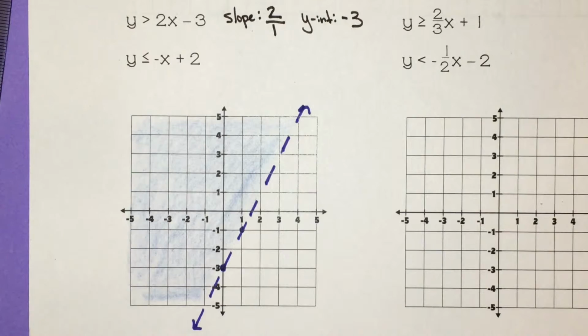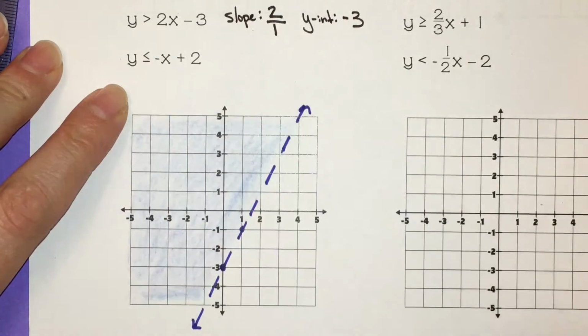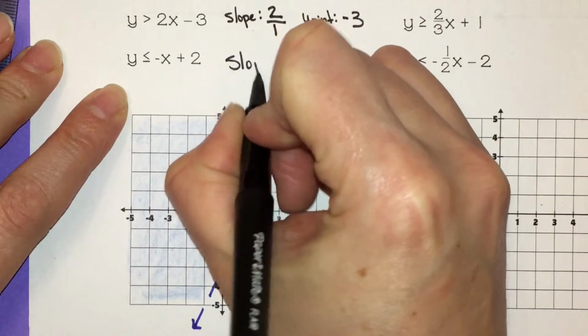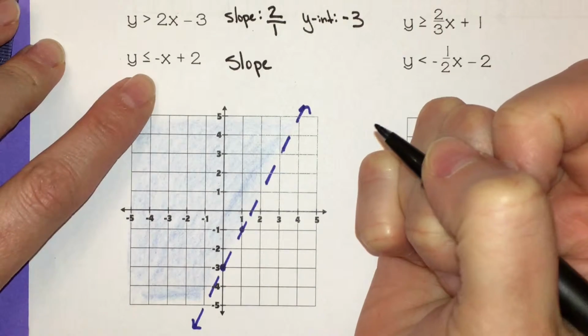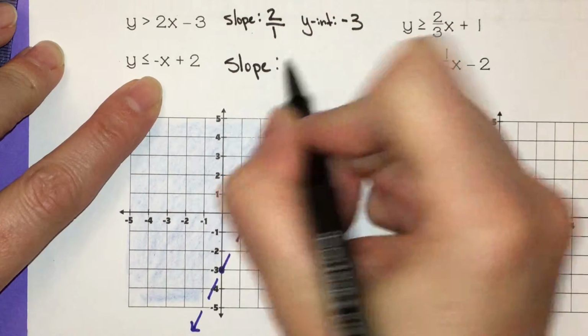And then I'm going to do green for my other one. All right, first we have to find the slope and the y-intercept. Slope, it's in y equals mx plus b form. Slope is what's multiplied by x.